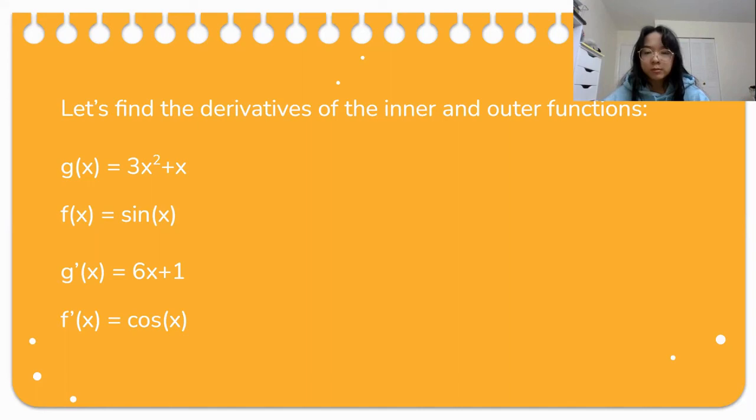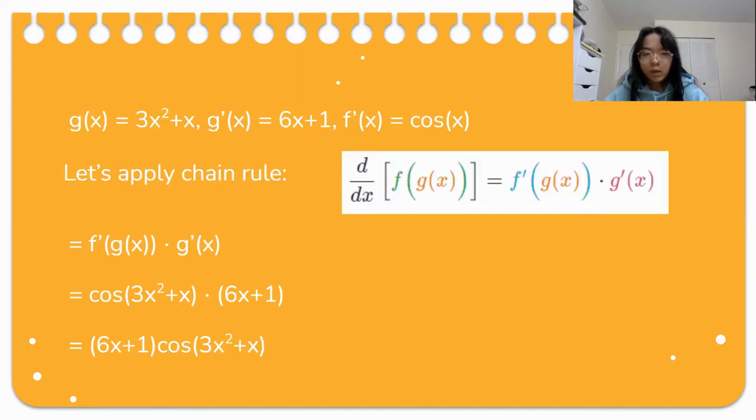So now that we have our functions, let's apply chain rule. After we plug in chain rule, we get cosine of 3x squared plus x times 6x plus 1, which can be rewritten as 6x plus 1 times cosine of 3x squared plus x.